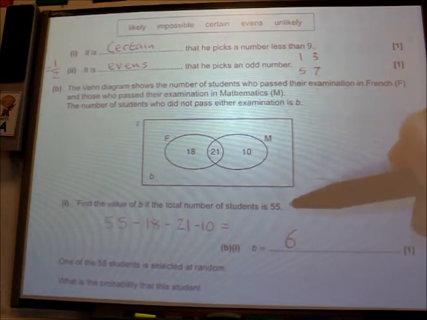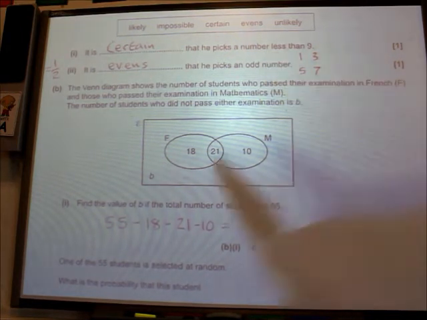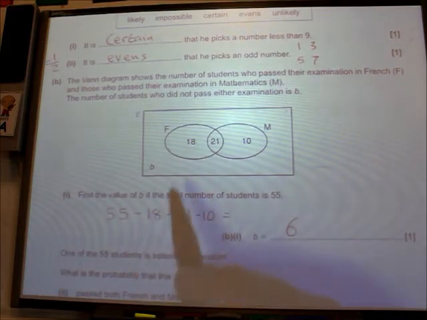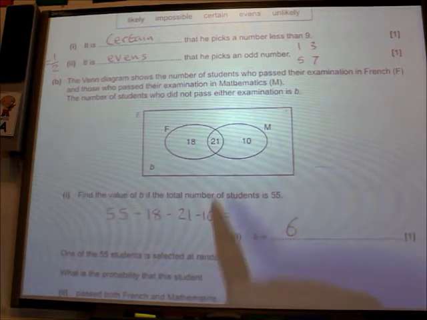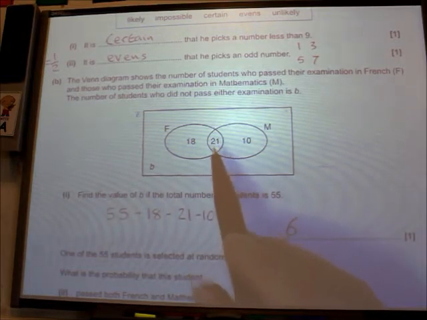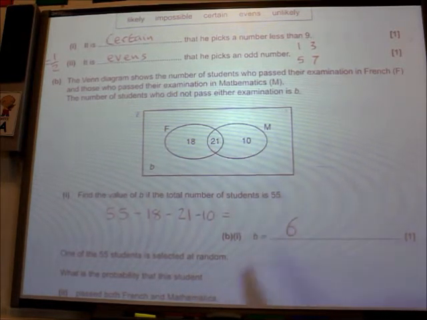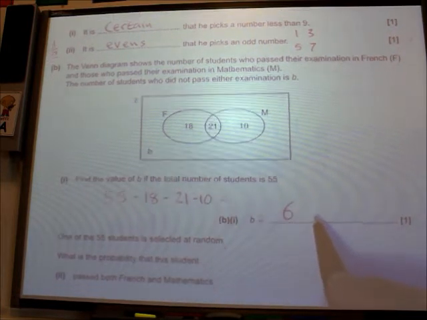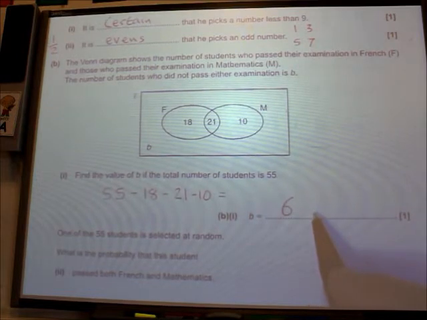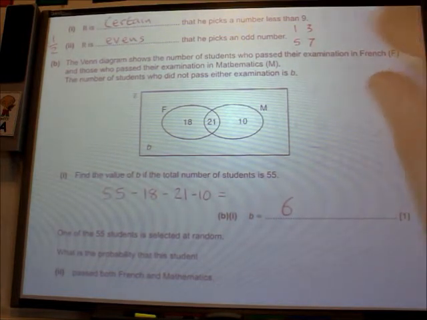Okay, so what I've done, total number is 55. There's 18 in this part. There's 21 in the middle, and there's 10 in this part. So you take them away and you get the answer to be 6. That means out of 55 of them, 6 did not pass either exam.